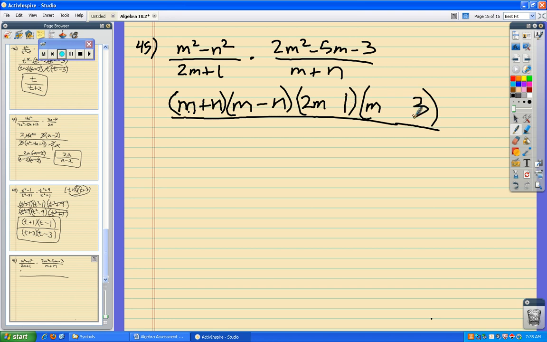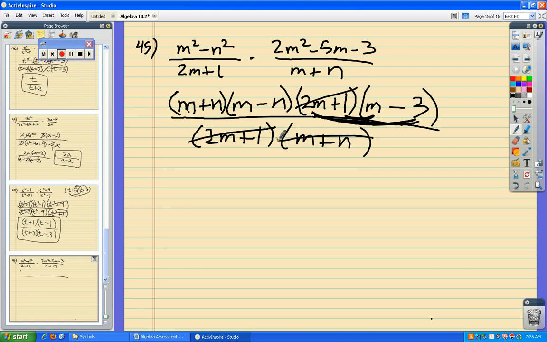We still need to put the signs to make it a negative 3. So it's got to either be plus, minus, or minus, plus. You need a negative 5. This is plus 1 and minus 3. This right here is a positive 1m. On the ends, negative 3 times 2 is negative 6. Negative 6 and positive 1 will give you the negative 5m in the middle. Now we start to cancel. 2m plus 1 cancels. m plus n cancels. That's it. m minus n over m minus 3.